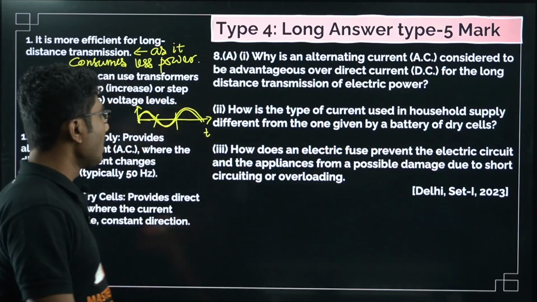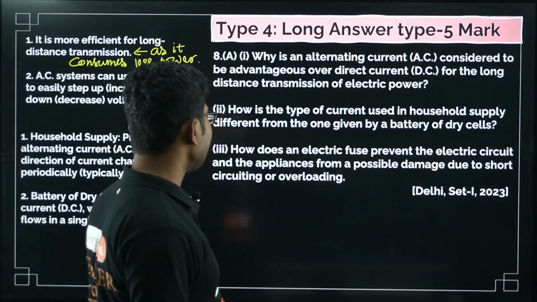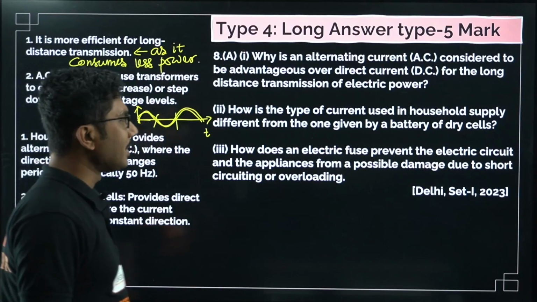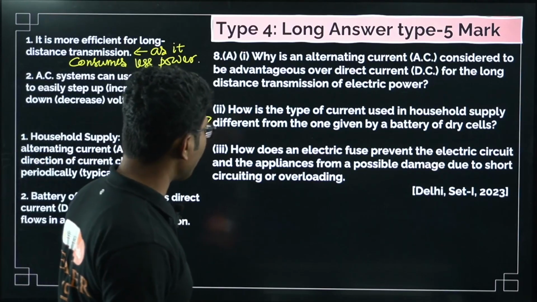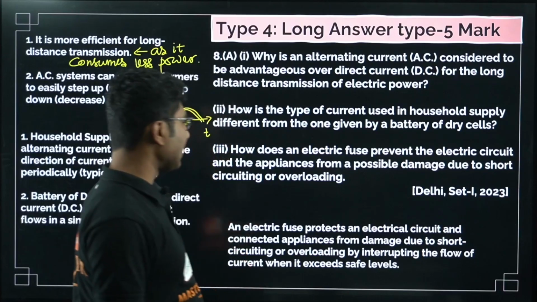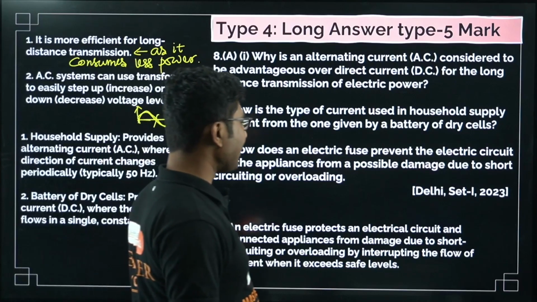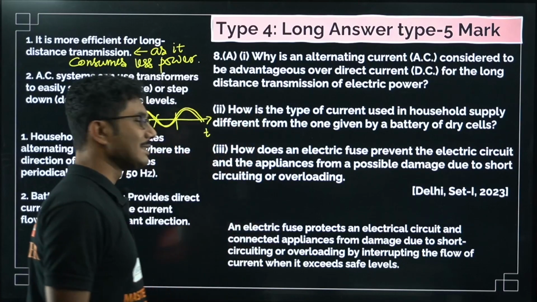Okay. How does an electric fuse protect the electric circuit and the appliances from possible damage due to short circuiting or overloading? Let's see. An electric fuse protects an electrical circuit and connected appliances from damage due to short circuiting or overloading by interrupting the flow of the current when it exceeds the safe level.